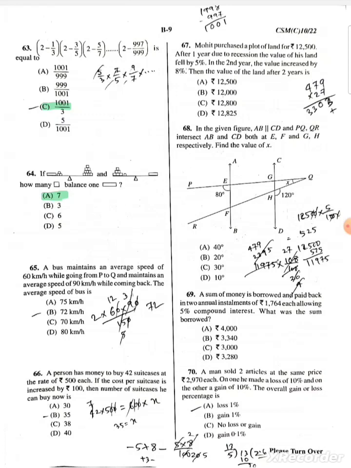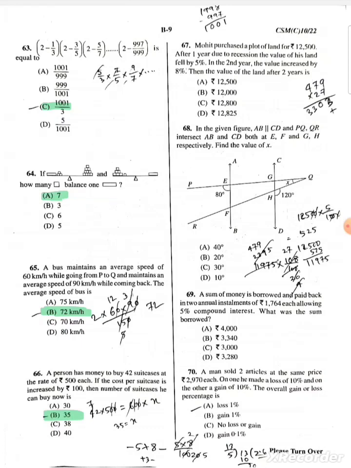Question number 65. A bus maintains an average speed of 60 km per hour while going from P to Q and maintains an average speed of 90 km per hour while coming back. The average speed of the bus is 72 km per hour. A person has money to buy 42 suitcases at the rate of rupees 500 each. If the cost per suitcase is increased by rupees 100, then the number of suitcases he can buy now is 35.